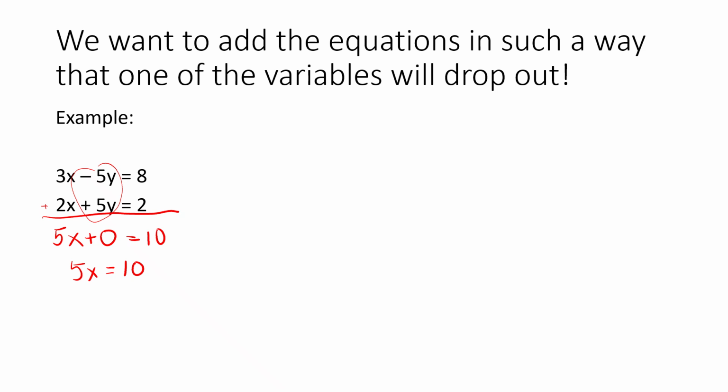And now we have something that is fairly simple to solve. We'll divide both sides by 5 and we get x is equal to 2. Now, once you get x, then you have two choices. One is to add the equations again, except this time eliminating the other variable. So this time we would try to eliminate the y by adding them in such a way that the x's are eliminated, or you can take the value and plug it into either of the original equations.